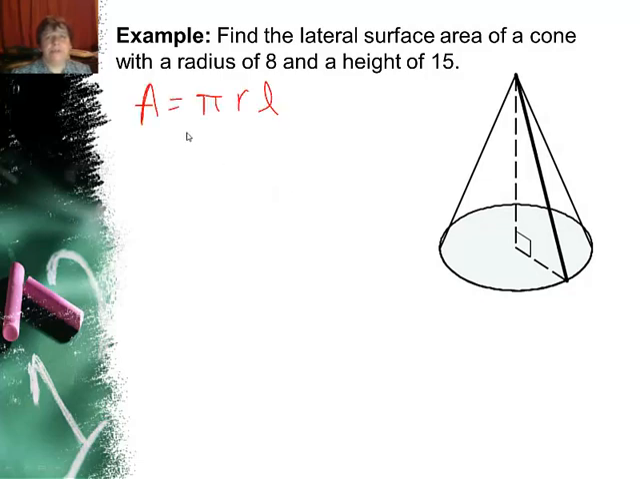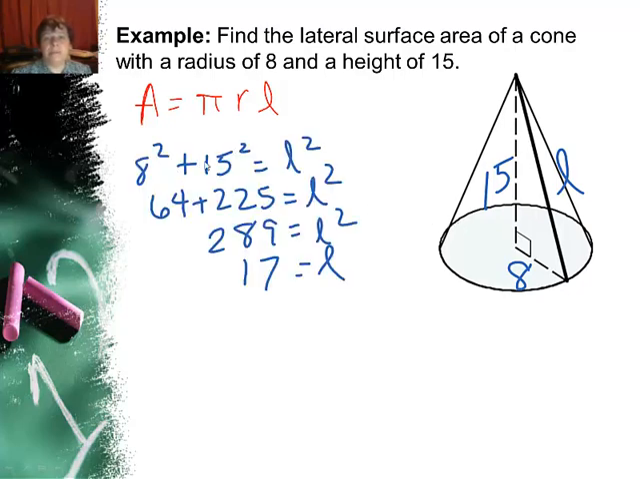We have the formula, which is A equals pi r L. r is the radius, L is the slant height. They told us the height is 15 and the radius is 8, but I don't know the slant height, which is L. So I can use the right triangle and the Pythagorean theorem. 8 squared plus 15 squared. L, the slant height, is the hypotenuse, the long side, so that goes by itself, L squared. 64 plus 225 is 289, which is L squared. And when I take the square root of both sides, I find out that L is 17.